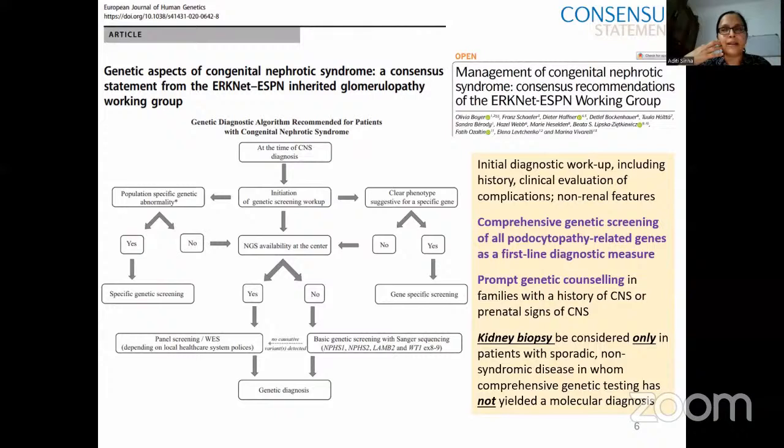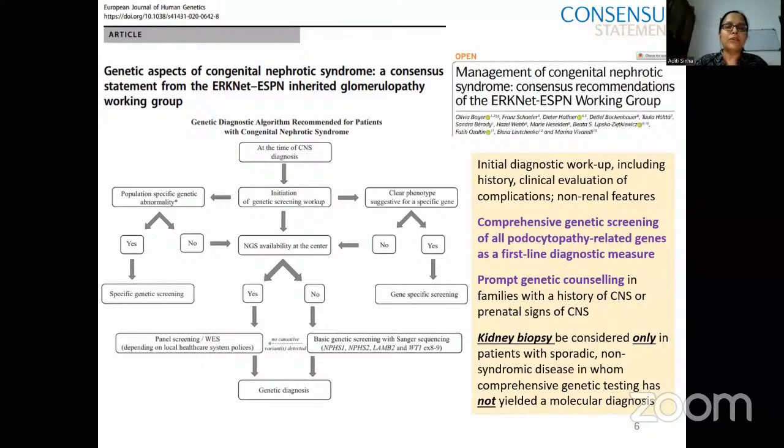And therefore, given the fact that the majority of conditions are autosomal recessive in nature, inherited in that manner, prenatal testing and counseling can be offered if a genetic diagnosis can be made, and a genetic diagnosis is likely in 70 to 80% of cases. Therefore, current recommendations on congenital nephrotic syndrome management and evaluation rely very heavily on testing for a gene panel, using a comprehensive genetic screening strategy such as next-gen sequencing for all podocyte-related genes as a first-line diagnostic measure. You can see, therefore, that kidney biopsy has been relegated to a very distant second in this approach.